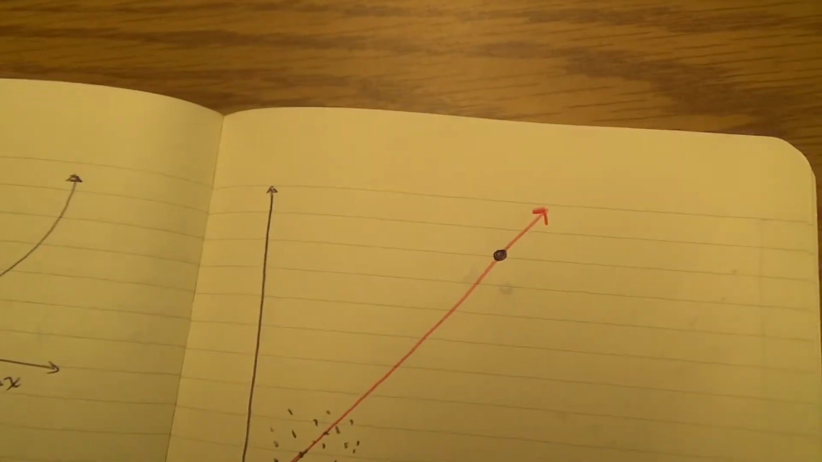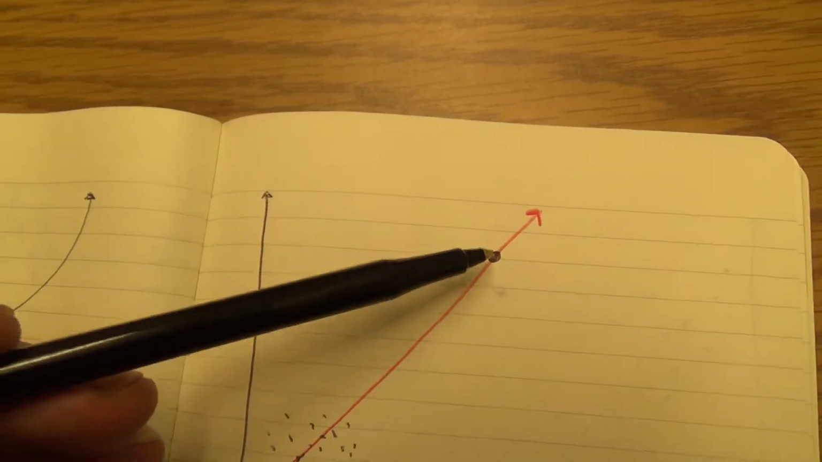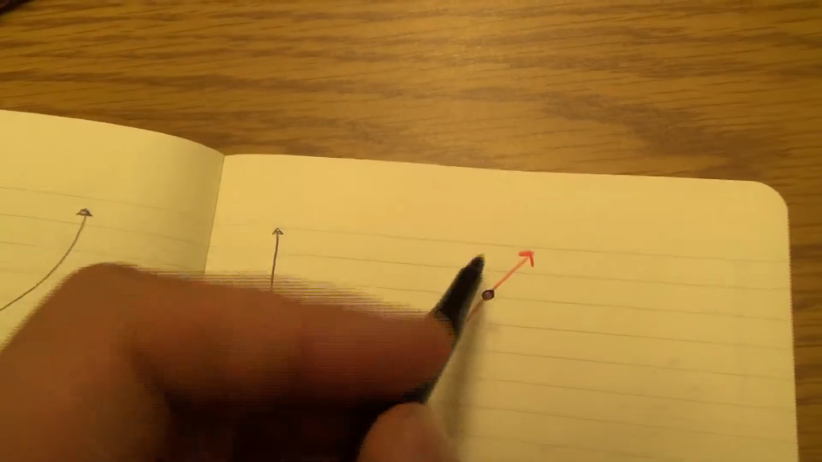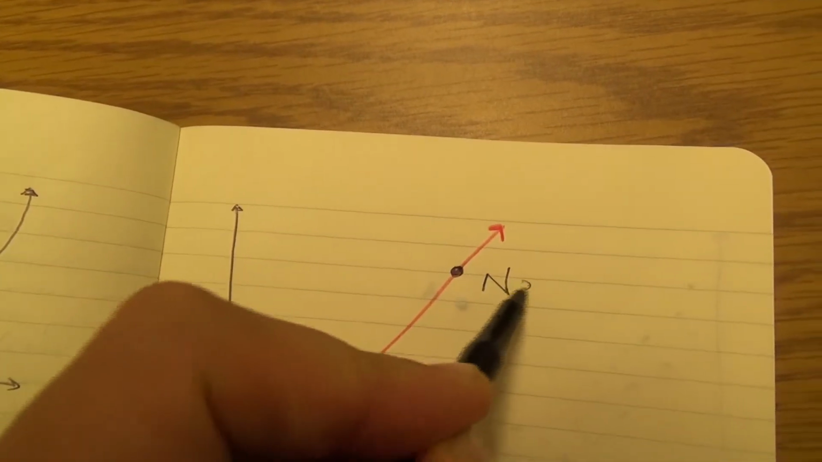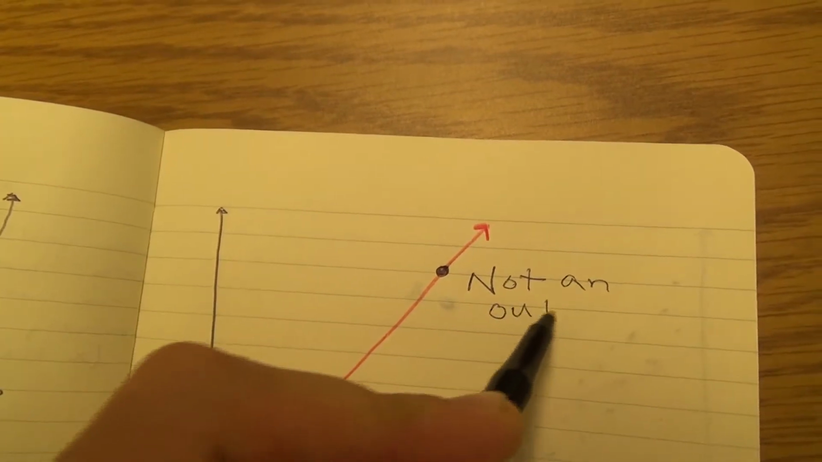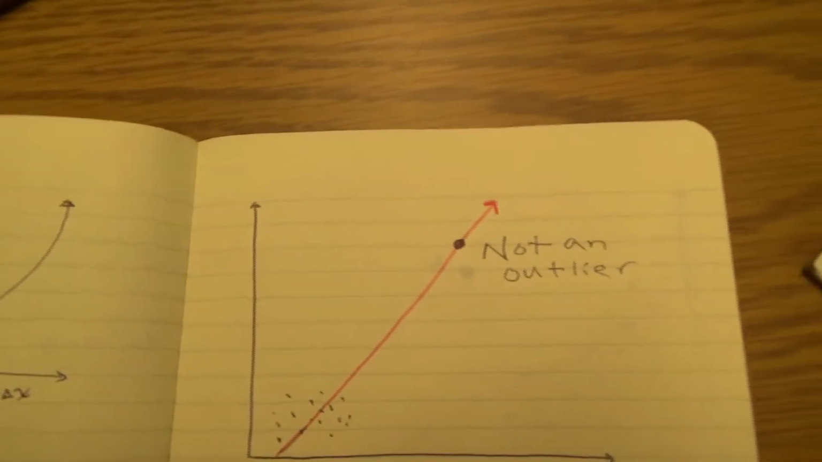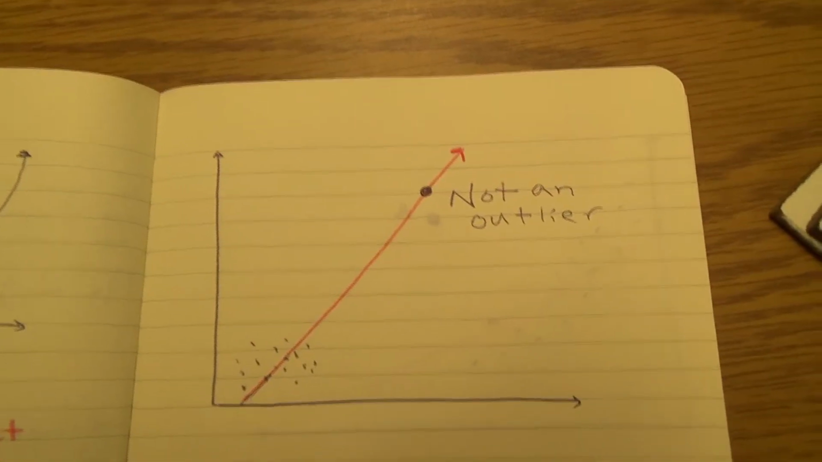So right here, is the dot far away from the red line? No, it's on the red line. So we would say that this is not an outlier because it is right on the line. An outlier would be something that is far away from the line.